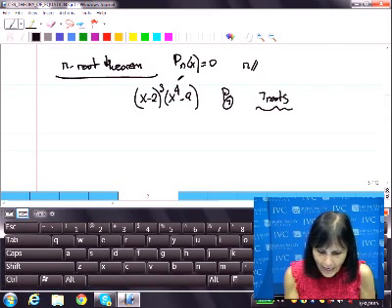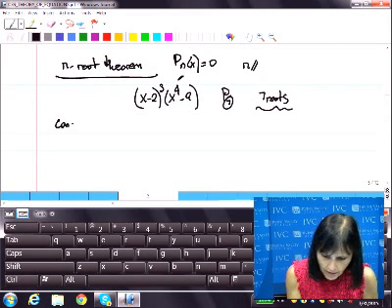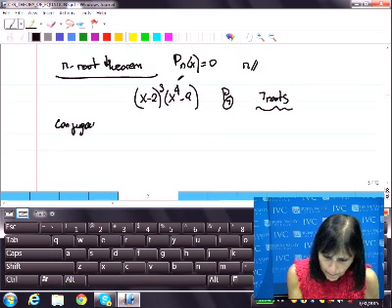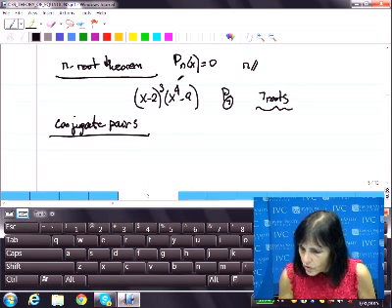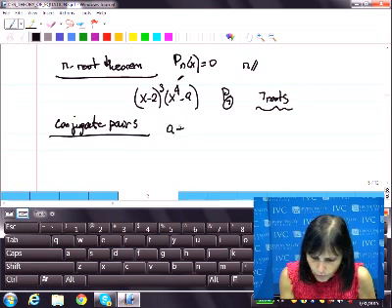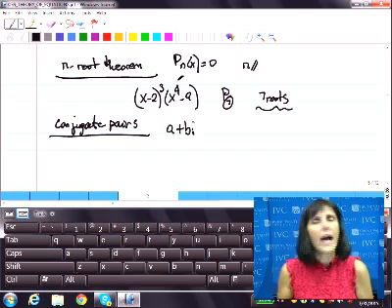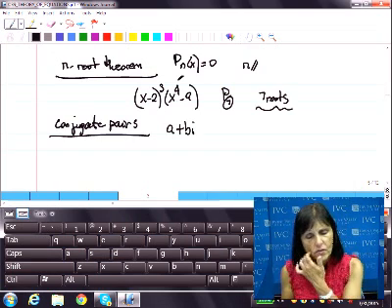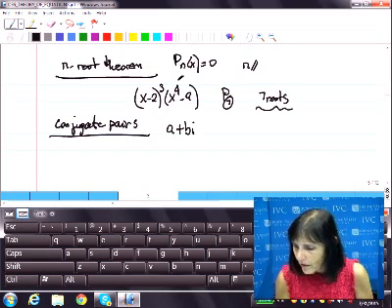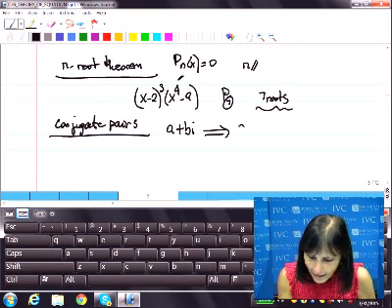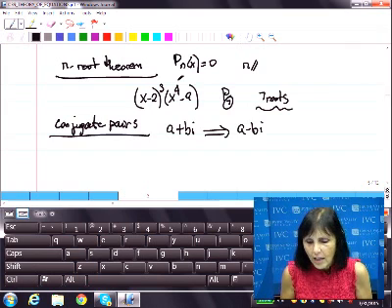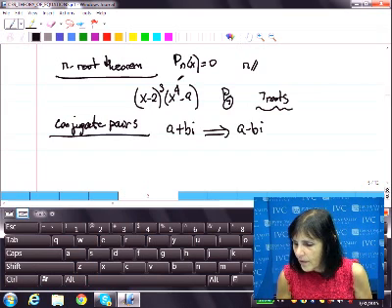Okay, how about the next one? Conjugate pairs theorem. How's that work? If you found a plus bi as a root, then they come in pairs: a minus bi, the conjugate counterpart of it, is a root as well.